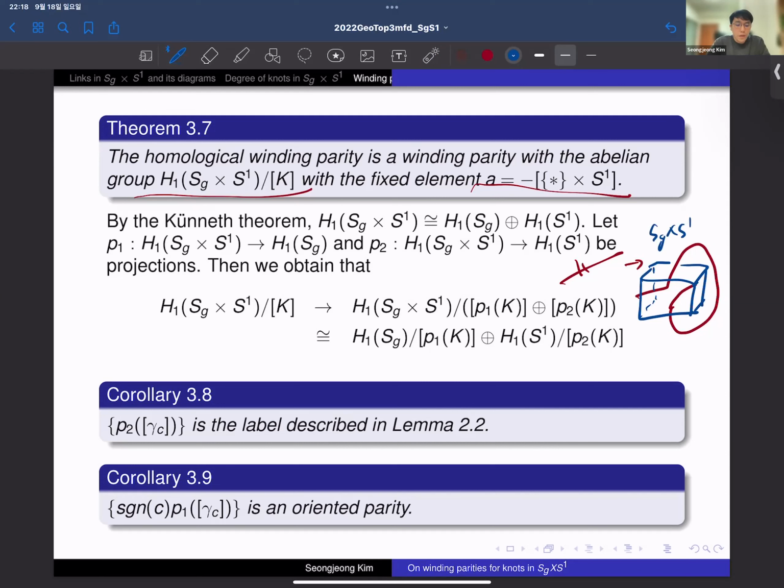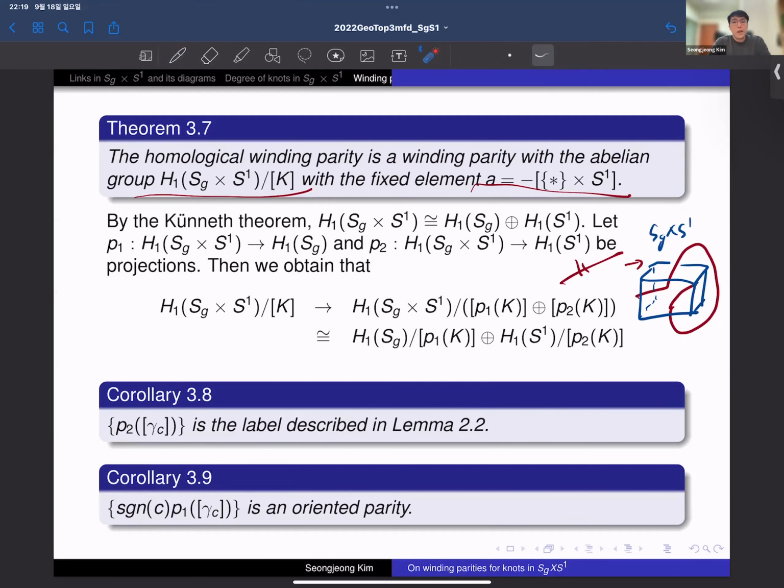But in some sense, if we define another winding parity by using first homology with a different element, then we may give different meaning for double lines, even if the diagram with double lines comes from the links in S times S1 with rotation along S1 once.